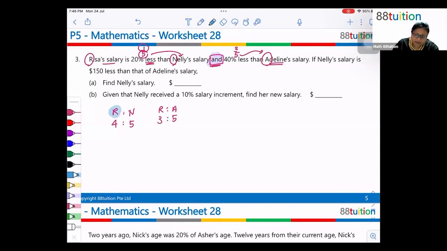So from here, I know that Risa must be the same because Risa is your repeated item. Because Risa is compared with Nelly, then Risa is compared with Adeline. So Risa is your repeated item. So looking at this, what do you need to do? Make Risa the same. What's the first common multiple of 4 and 3? 12. Thank you.